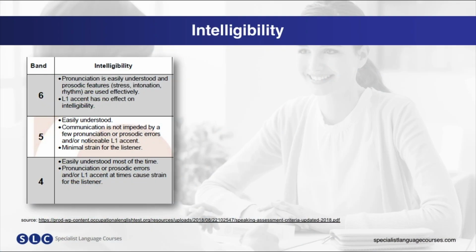In this video, we're going to take a look at intelligibility from the speaking criteria. We will show you how to score highly in this area. We're going to look at what the descriptors actually mean and how you can improve. Let's check it out. So basically, intelligibility means the ability to produce comprehensible speech.